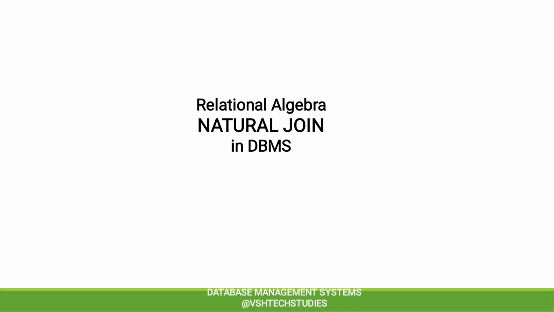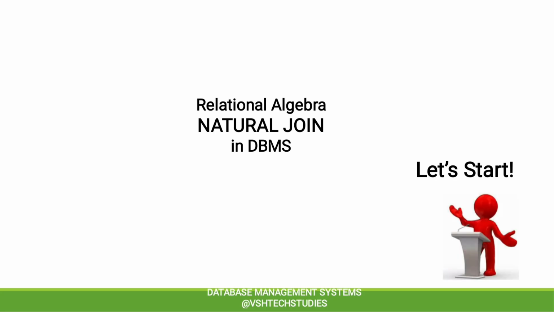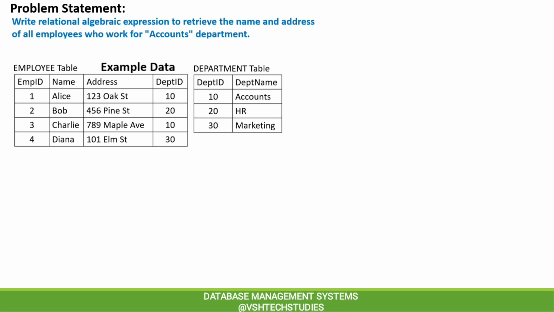Today we shall solve a problem on natural join from relational algebra in DBMS. Let's start the session. The question we are going to take from BE examination. The problem statement is as follows. Write the relational algebraic expression to retrieve name and address of all the employees who work for accounts department.